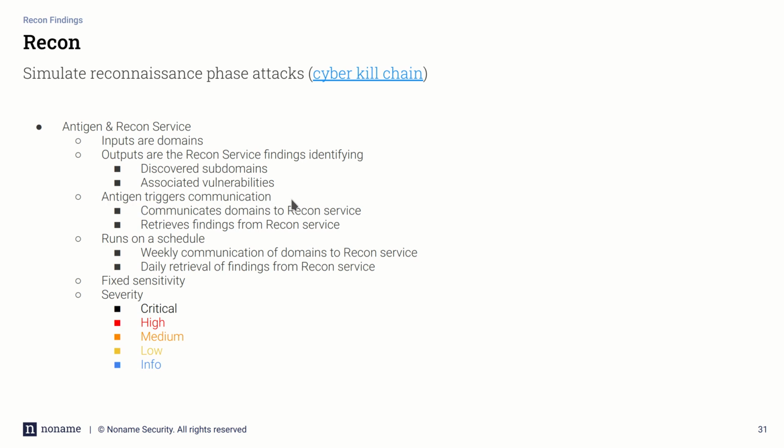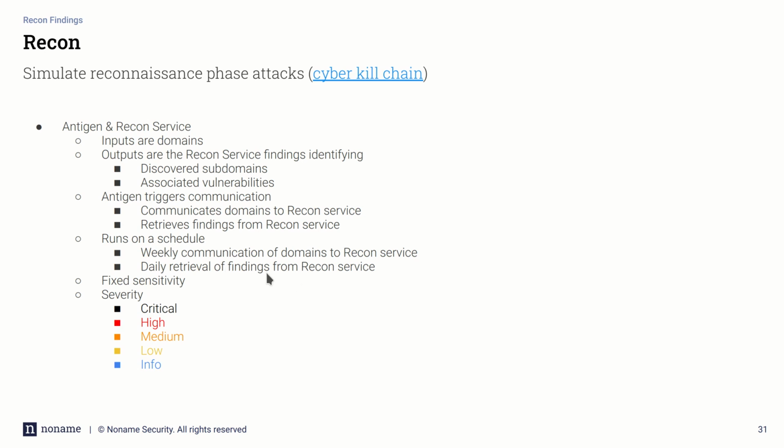The antigen always triggers the communication. It communicates domains to the recon service. It retrieves subdomains and findings from the recon service. It runs on a schedule, and please, these are the defaults yet again, right? The domains that are input, that are added into the no-name platform by one of us, that is a no-name security employee, are communicated to the recon service. And on a daily basis, we're retrieving the findings and the discovered subdomains.